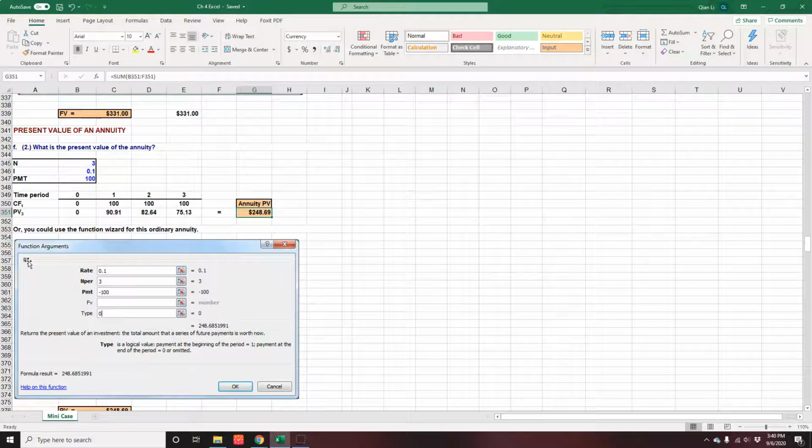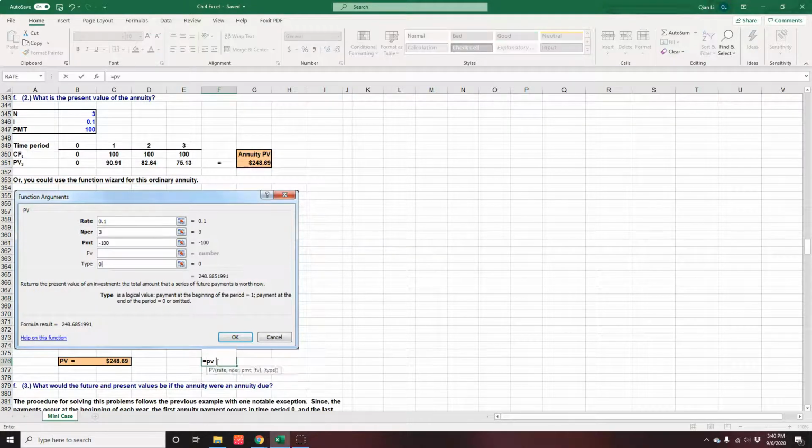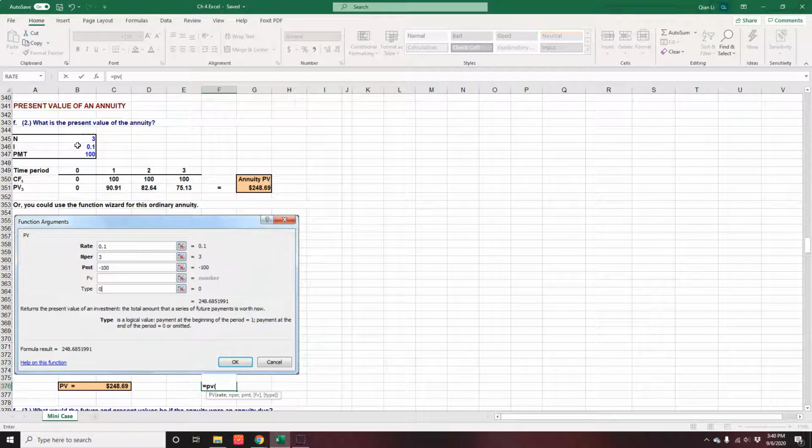You can use the PV function from the function wizard here. And again, you notice that now we have a payment of $100, and we don't input anything for future value here. And then click on OK. The present value is $248.69. I can also just do it directly: equals PV, and then I input interest rate, number of years, and a negative 100. I don't even have to put a 0 as FV. By default, if you don't input anything, Excel will take it as 0.